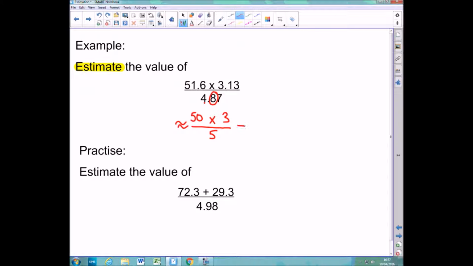So now I can do my sum. Starting with the top, 50 times 3 is 150. And then I'm going to divide that by 5, and I get a rough answer of 30, or an estimate of 30. Right, so below I've got a practice question for you to have a go at. Pause the video, and I'll go through the answer in a moment.